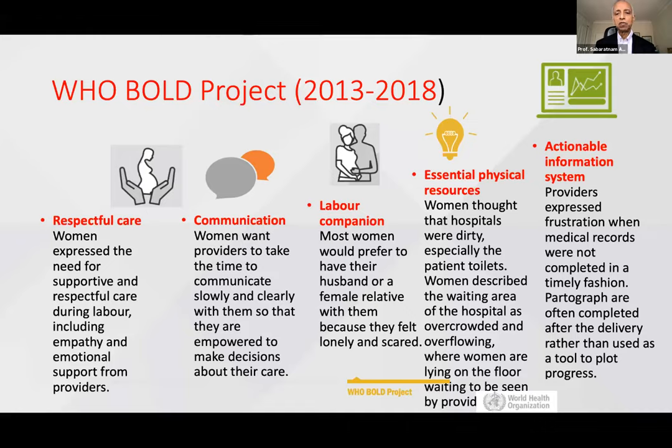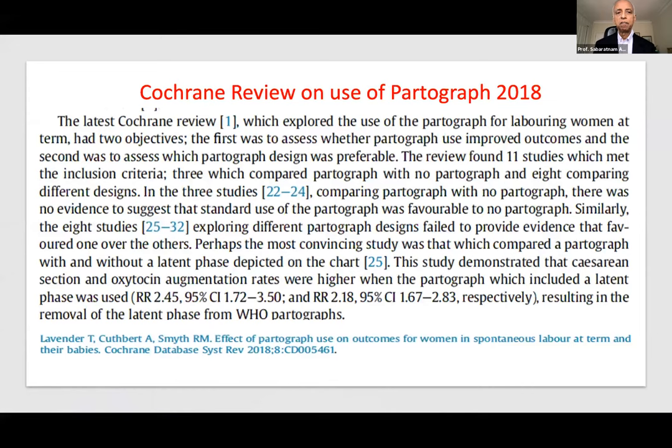Essential physical resources, whatever they want. Like if you are giving oxytocin, you should try and use an infusion pump rather than a gravity-fed drip. And also not only that, but the environment should be clean, not dirty. And they should be able to listen to what the woman wants and the companion advocates.